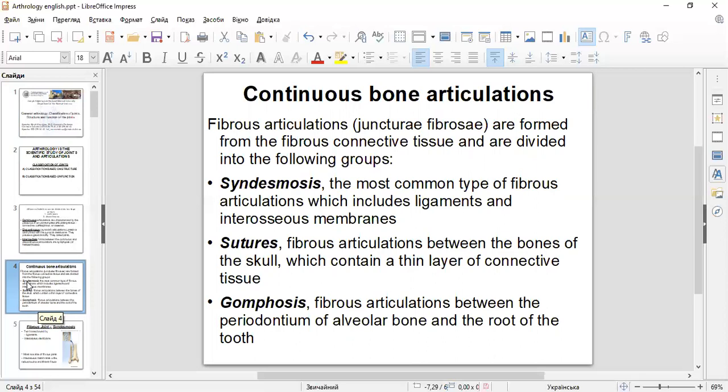Continuous bone articulations. Fibrous articulations, Latin juncturae fibrosae, are formed from the fibrous connective tissue and are divided into the following groups. Syndesmosis, the most common type of fibrous articulations, which includes ligaments and interosseous membranes. Sutures, sutura, fibrous articulation between the bones of the skull, which contain a thin layer of connective tissue. Gomphosis, fibrous articulation between the periodontium of alveolar bone and the root of the tooth.